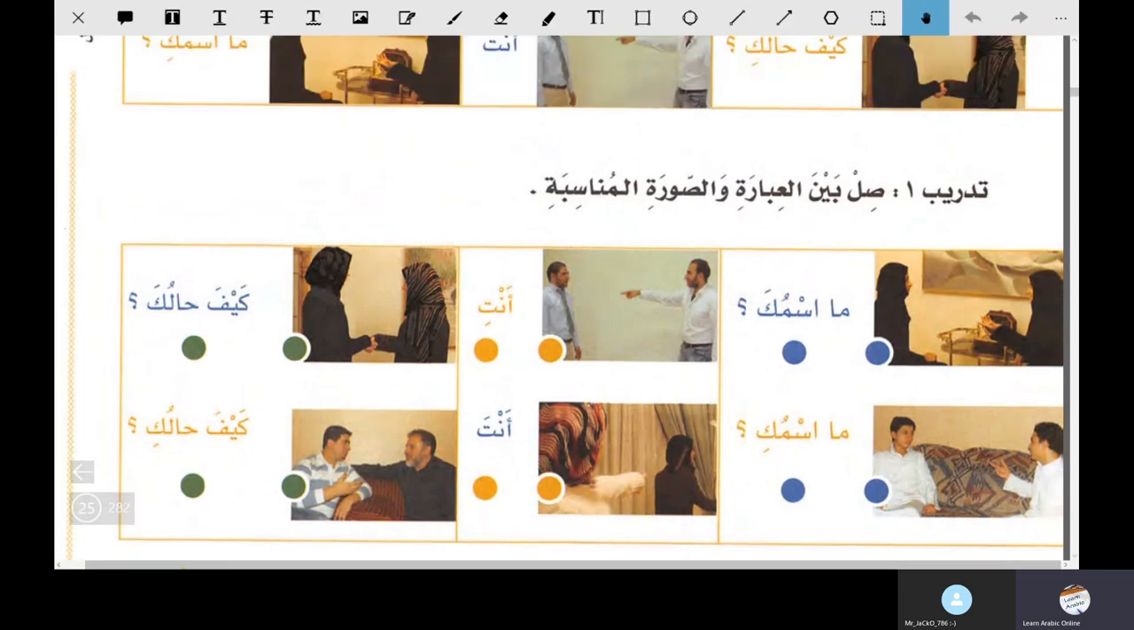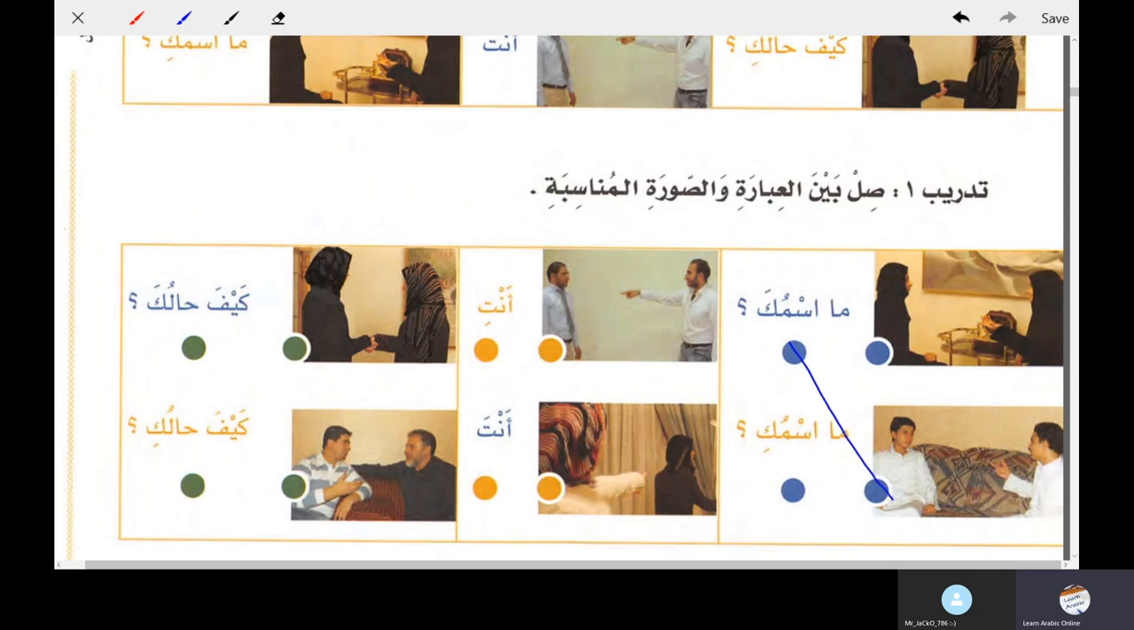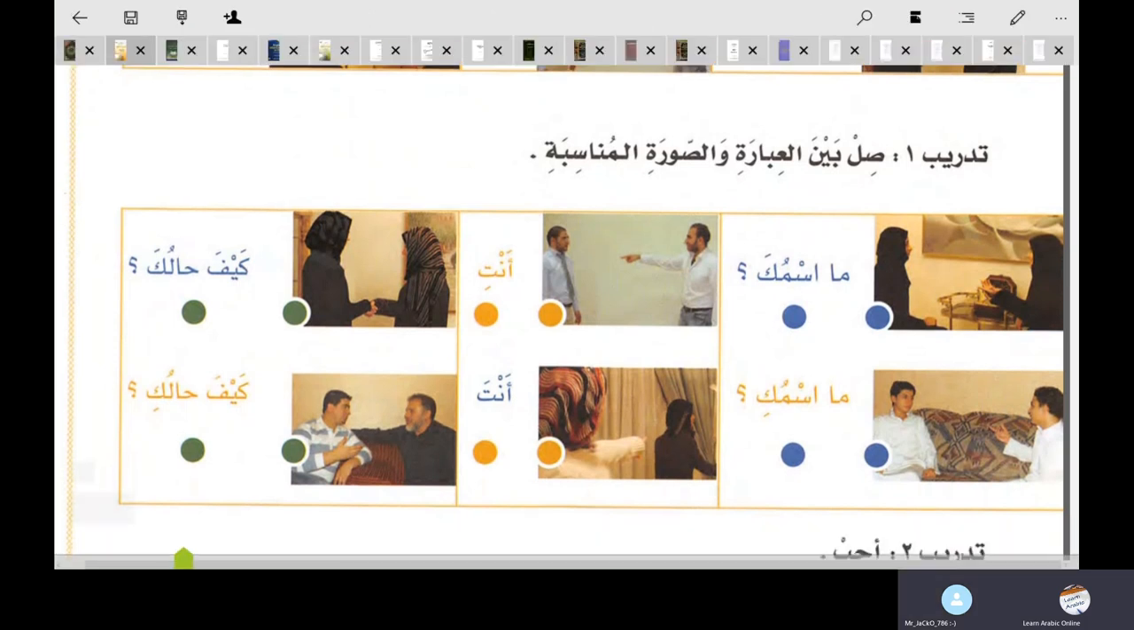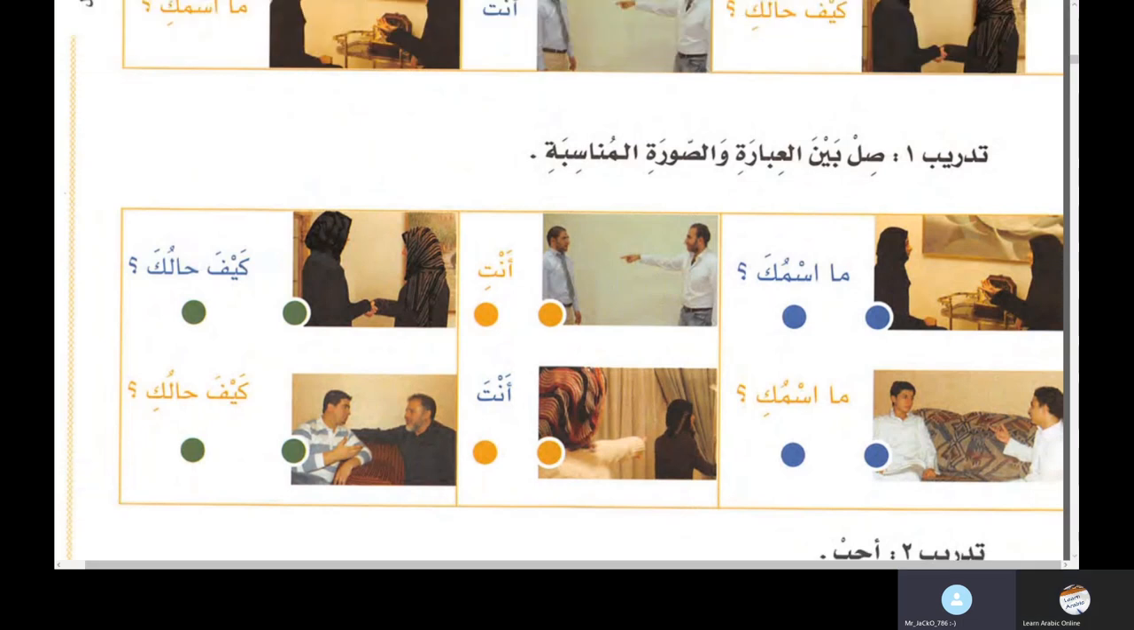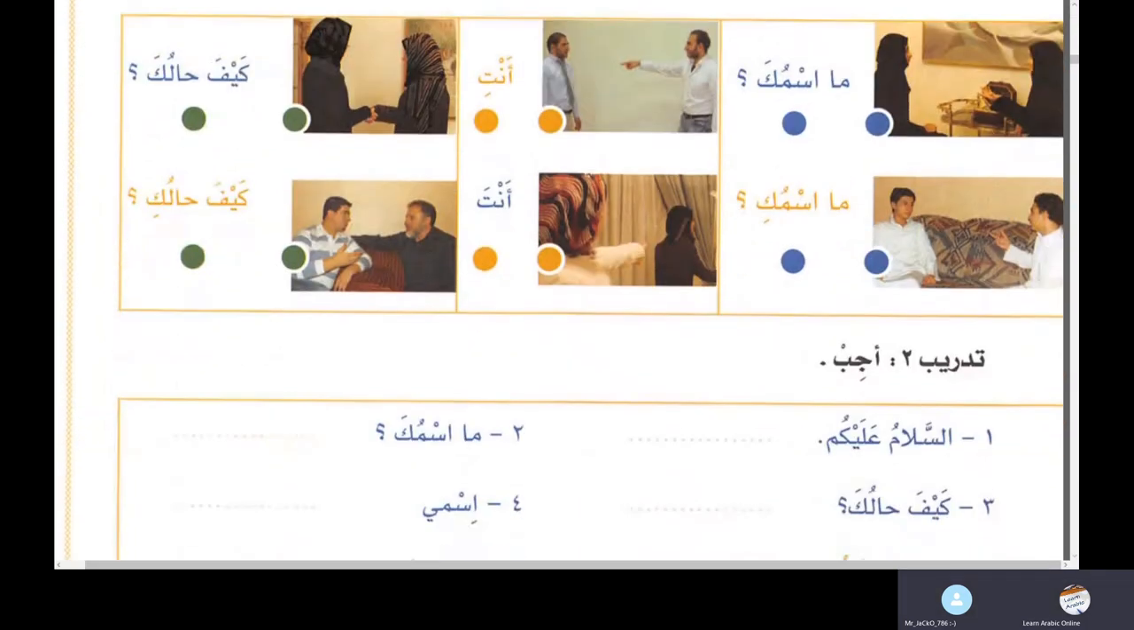Okay. So you will just draw lines. Masmuka is for male, so you'll join Masmuka with the male picture. Masmuki with female. Anti with female. Anta with male. Kaifa haluka with male, kaifa haluki with female, okay? I got you, yes. Your homework, I will send you the PDF. You will draw these lines and send me a screenshot so that I can check your homework, okay? Do you know how to draw lines on PDF? Yeah, I've got my mobile, so it should be okay. I will work it out. Okay, inshallah, you will find it easy.